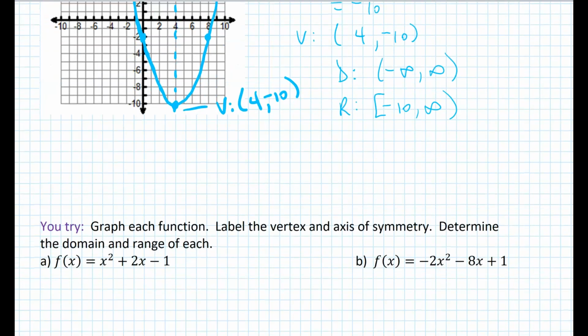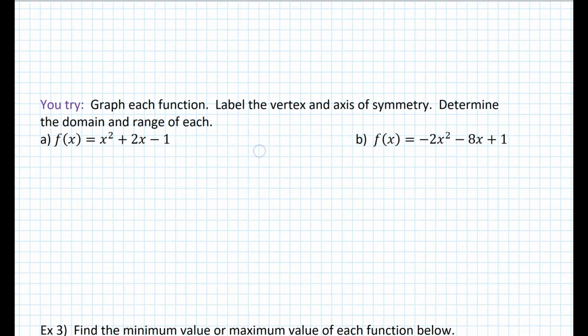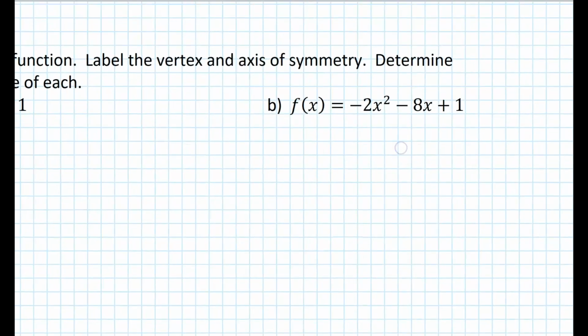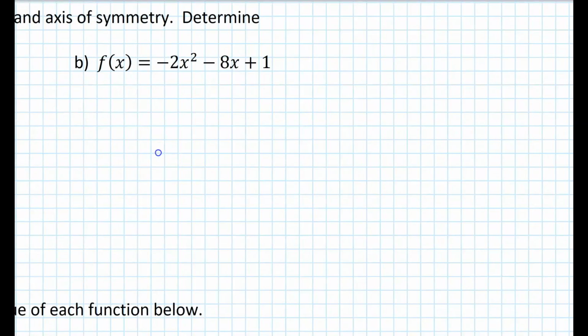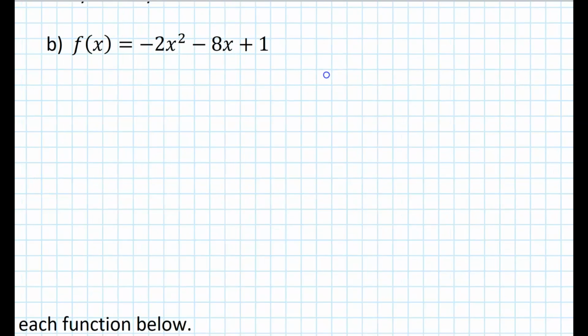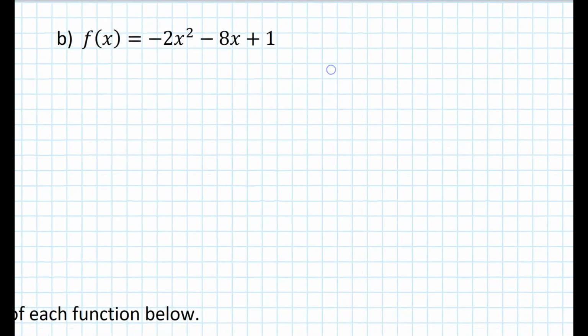I'm just going to have you guys do this one here. Just like we did on the one we just worked together, make sure you graph it, label the axis of symmetry, the vertex, and describe the domain and range.